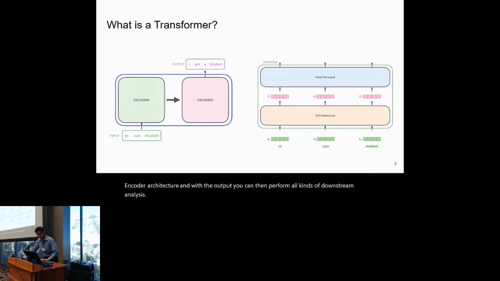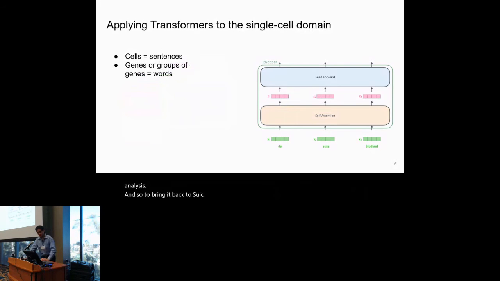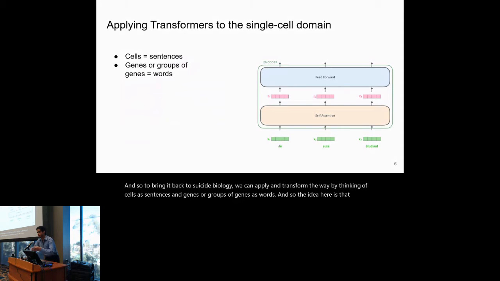And so to bring it back to single cell biology, we can apply transformers to the single cell domain by thinking of cells as sentences and genes or groups of genes as words. And so the idea here is that with a transformer architecture, you might be able to learn more complex gene-gene interactions that could capture these cell type definitions. And so that was our hope in creating this model.